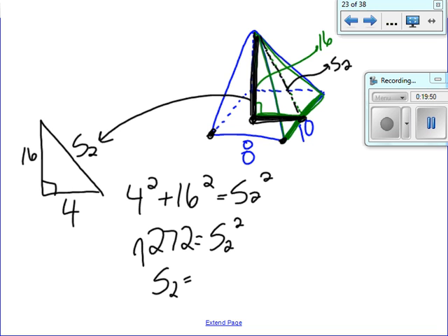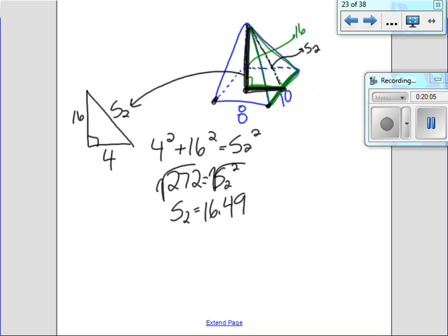So if you take the square root of that, you end up with the slant height as 16.492. I'm going to keep the decimals in there to be as accurate as possible. Am I done? Okay, so I'm not done. All I've found is the slant height here. Now I have to go back and figure out what is the area for the left and the right triangles.